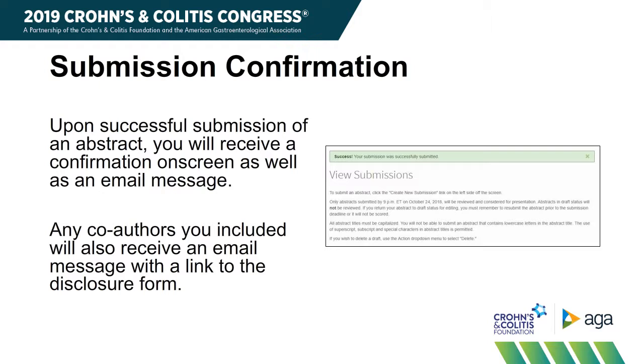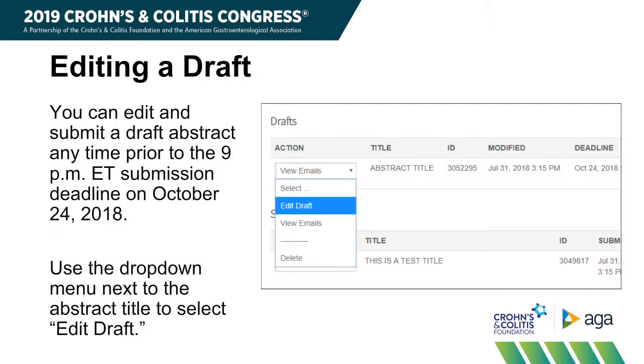All co-authors will receive email messages informing them that they have been added to the submission. These messages will also contain links authors can use to complete their disclosures. If you're not ready to submit your abstract, you are able to save it and return to it at a later date. Abstracts may be edited any time up until the submission deadline of 9 p.m. Eastern on Wednesday, October 24th.